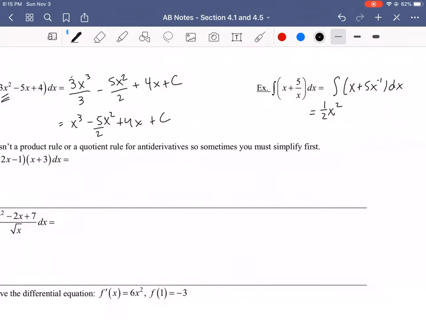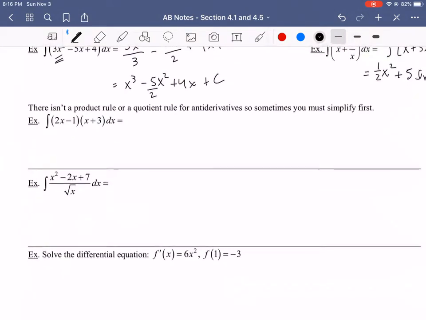And then for 5x to the negative 1 here, if I increase the exponent by 1, it becomes 0, and then I would have to divide by 0. That is a red flag. I can't do that. And so that means it's not the power rule, it's the natural log rule. So the 5 is going to hang out in front. The antiderivative of x to the negative 1 is the natural log of the absolute value of x, and then plus c.